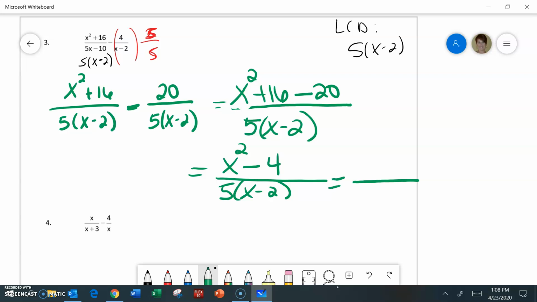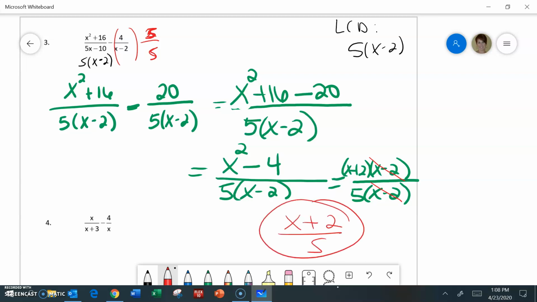So we're going to simplify. We have a difference of squares, x squared minus 4 factors into x plus 2 times x minus 2. And then we have 5 times x minus 2, our common denominator. So now you can see that you have two binomials that will factor into each other to 1. So your final answer to number 3 is x plus 2 all over 5.